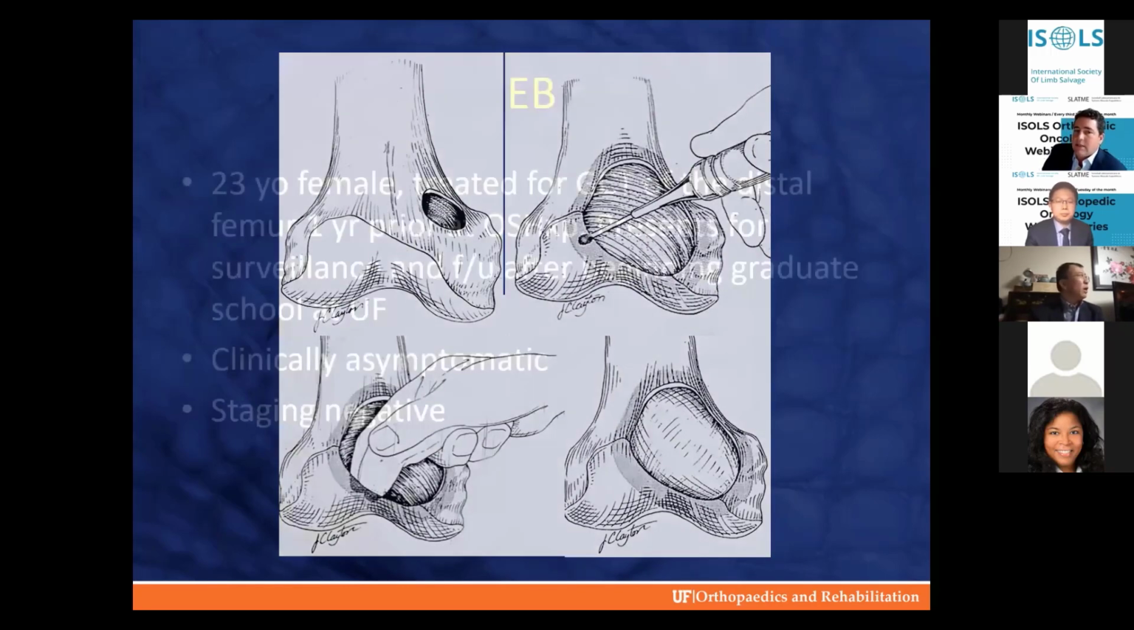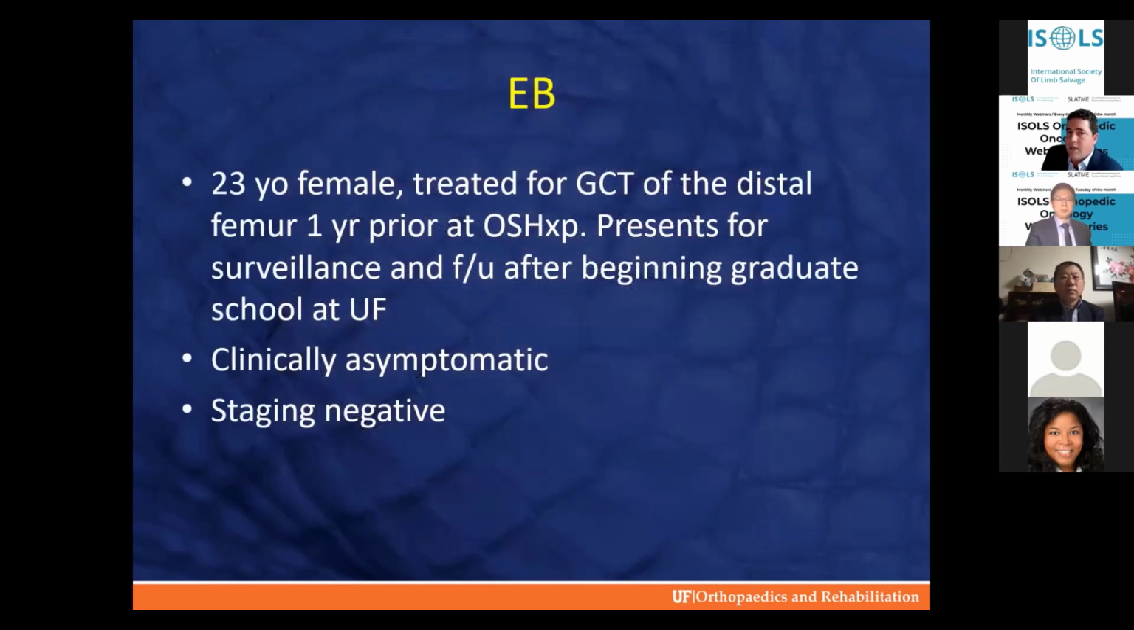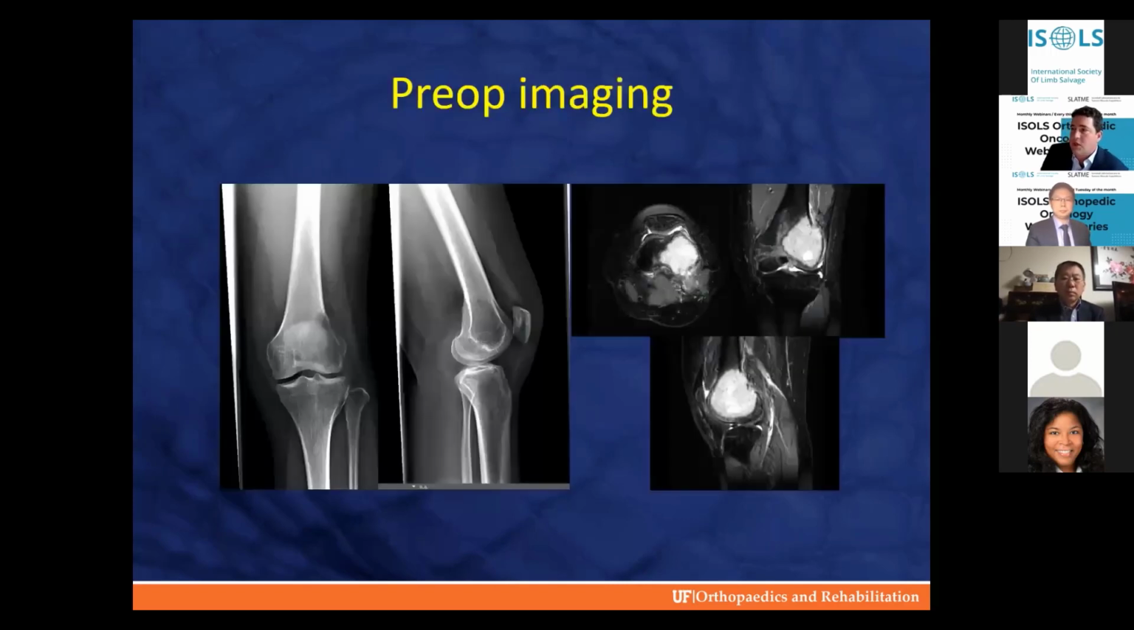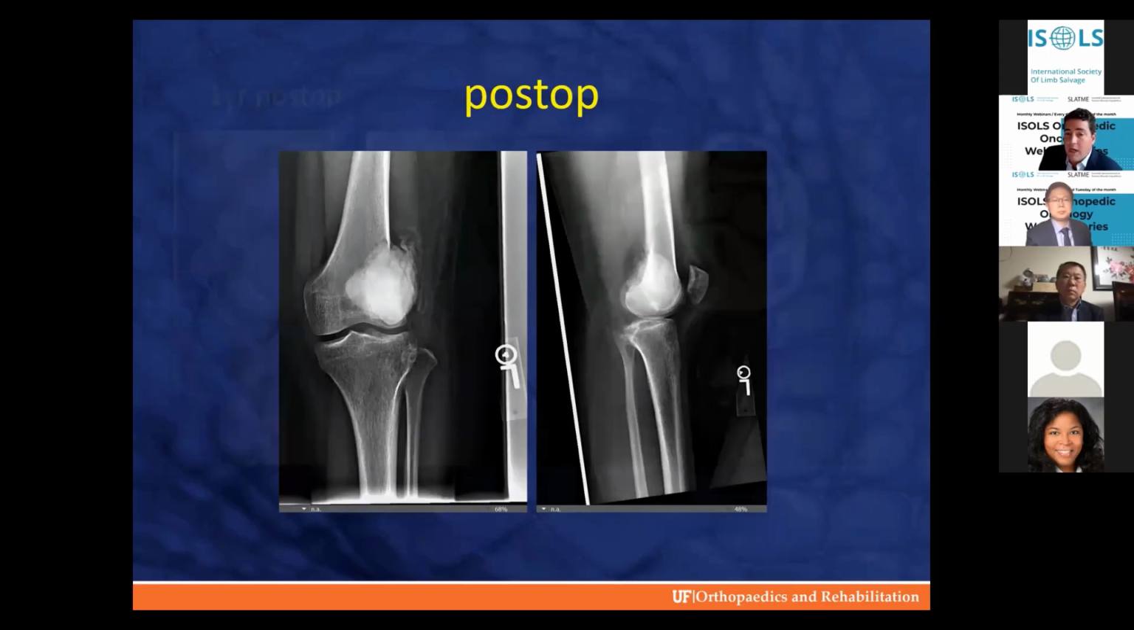This is a recent case, kind of to show the example of when you use bone grafting. This is a young woman that presented after moving to Gainesville. She was clinically asymptomatic. She'd been treated at an outside institution a year prior. Here's her imaging before. You can see she has a giant cell tumor of her lateral femoral condyle, and they used a bone substitute to fill the defect. She was clinically doing great when I saw her.